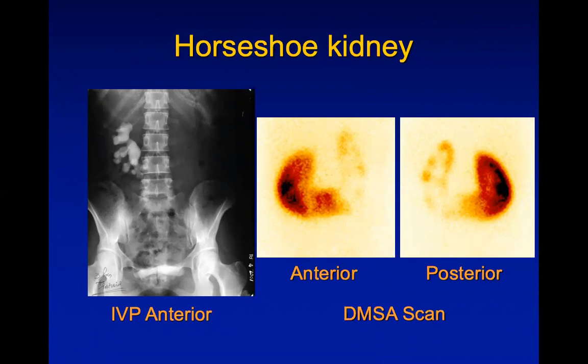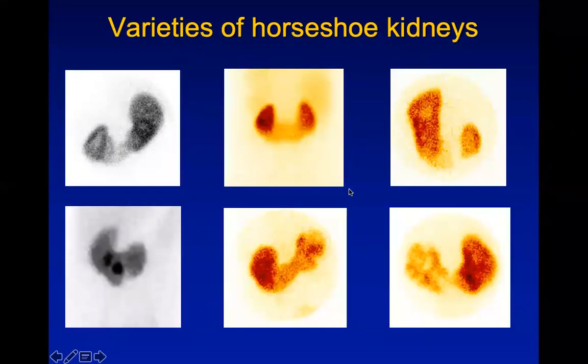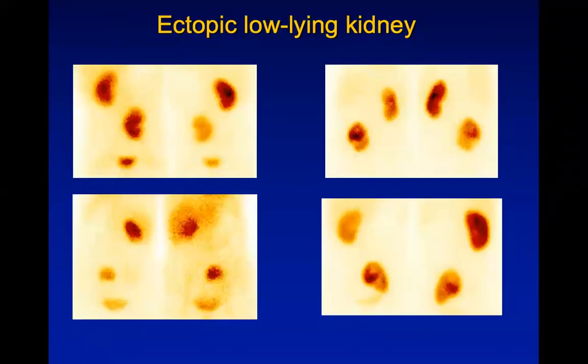So this is what a horseshoe kidney looks like on a DMSA scan. This is the IVP anterior image. So the right kidney is still visualized, the left not seen. This is the DMSA scan anterior, more or less mimicking the IVP, and the posterior image shows there is a faint uptake in the kidney, and you can see the isthmus function as well. Horseshoes come in a variety of shapes and sizes. So DMSA can demonstrate that very nicely.